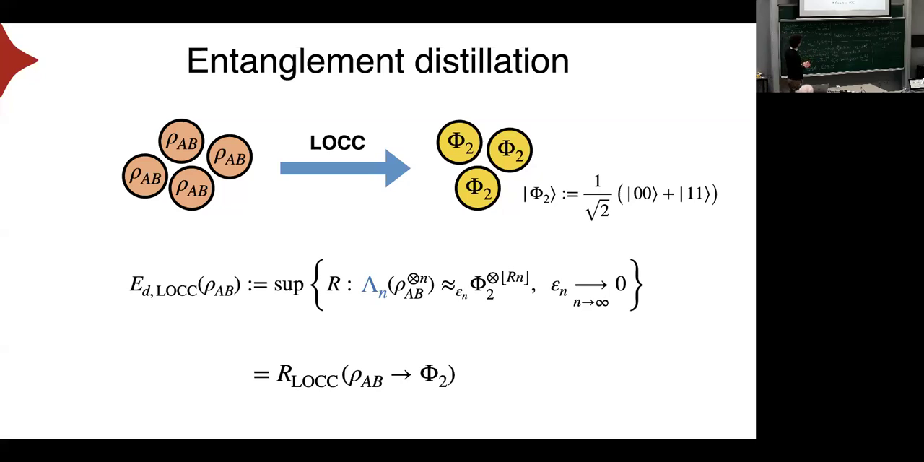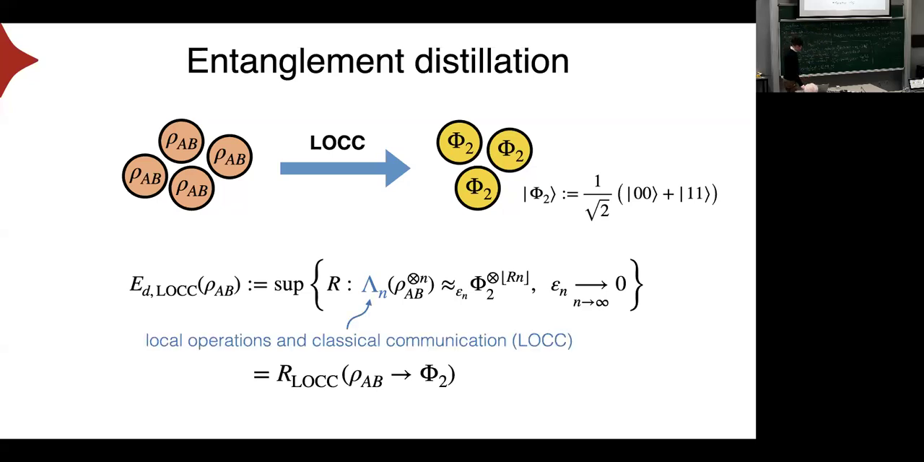Anyway, the definition looks complicated, but it's actually very simple. It's the maximum rate at which you can output EBITs per state of rho, asymptotically, with some approximation error that has to go to 0.